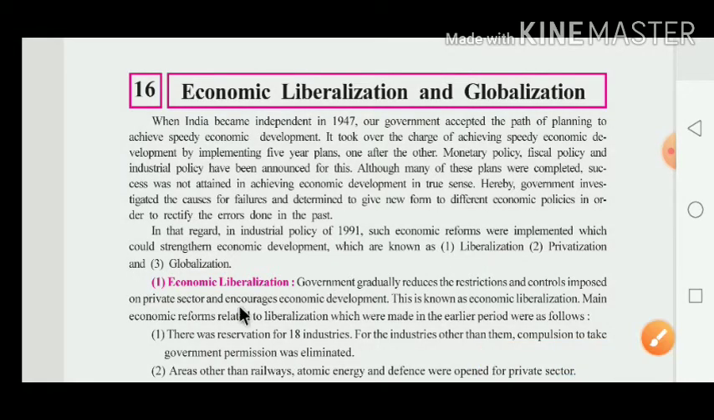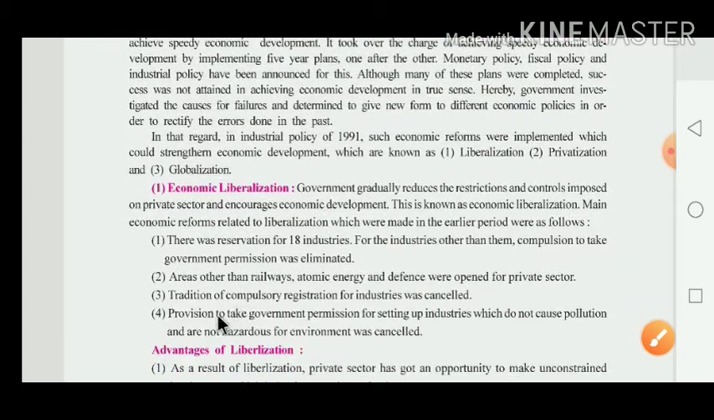Now dear children, first they gave the information about economic liberalization. In economic liberalization, the government gradually reduced the restrictions and controls imposed on the private sector and encouraged economic development. What was the meaning of economic liberalization? It means the government reduced the restrictions and controls imposed on the private sector. It means the government gave encouragement to the private sector for economic development. This is known as economic liberalization.